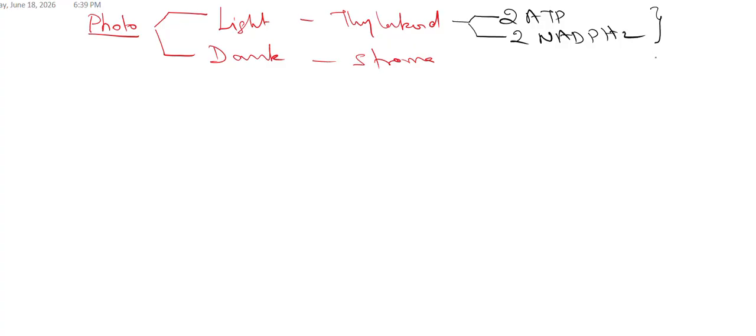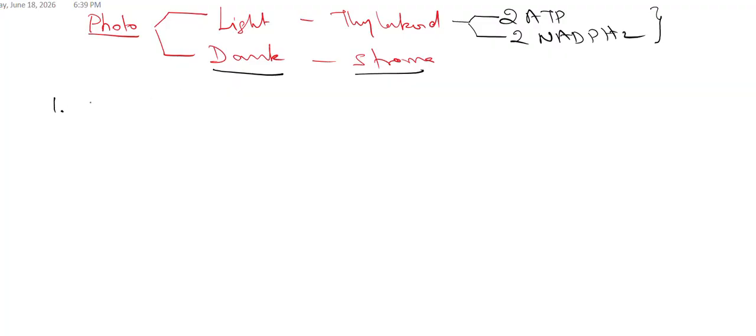Light reaction is light dependent. Output of light reaction is two molecules of ATP and two molecules of NADPH2. Whereas dark reaction is light independent. It can occur anytime, which occurs at stroma. How many steps in dark reaction? I already mentioned dark reaction is also called as biosynthetic phase. Dark reaction is a three-step process.